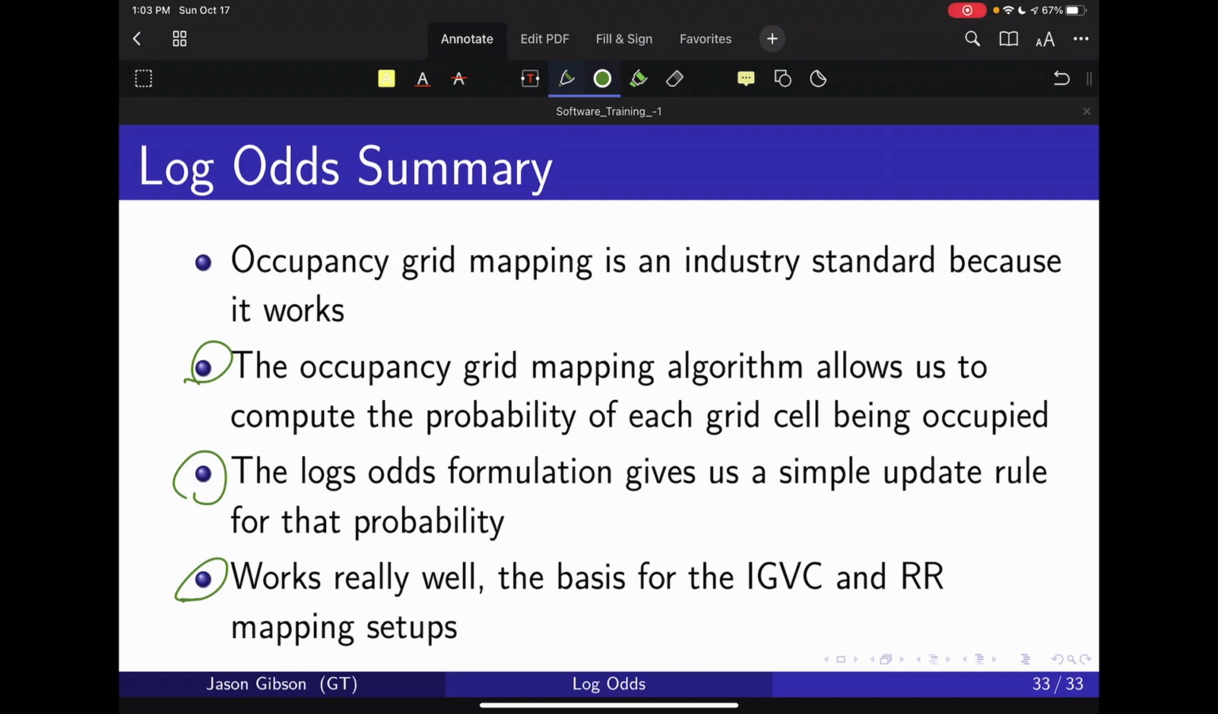So hopefully you learned something in this video about the idea of probabilistic mapping and how we can use occupancy grids and the occupancy grid mapping algorithm to compute the probability of each grid cell in our occupancy grid being occupied or free. That's all for this week.